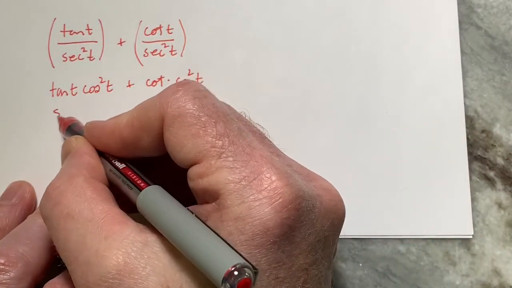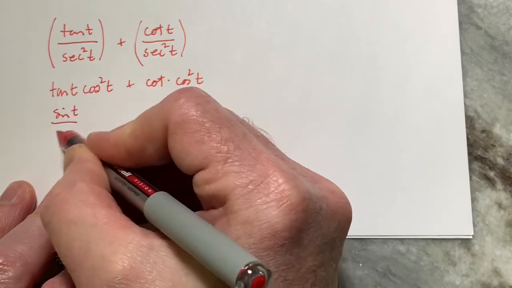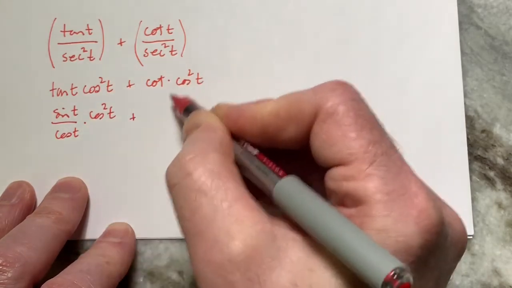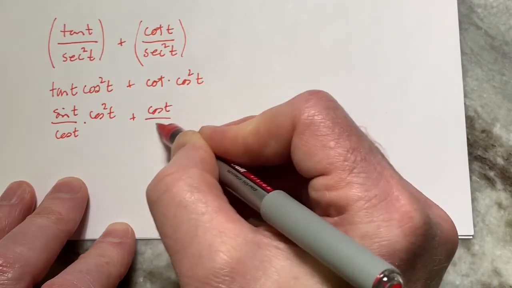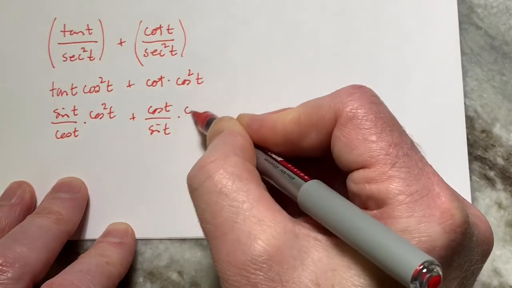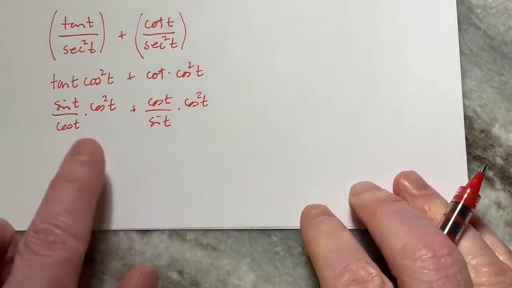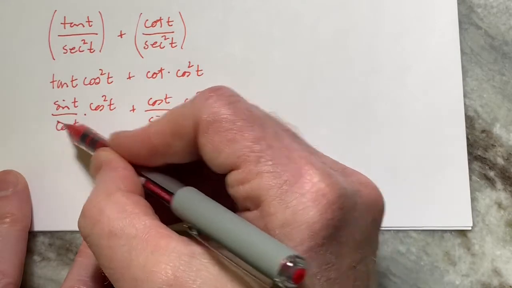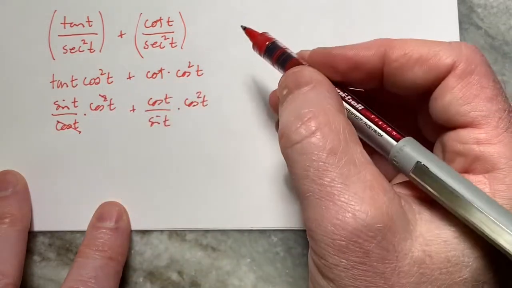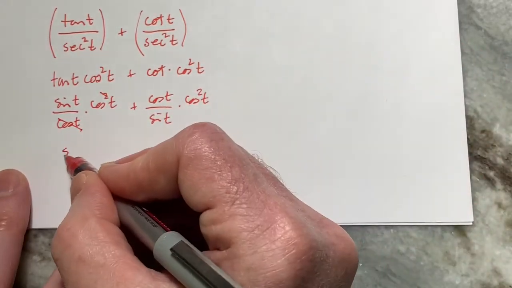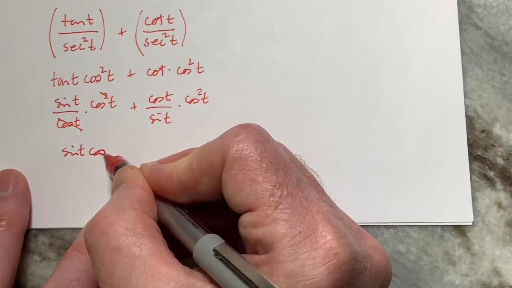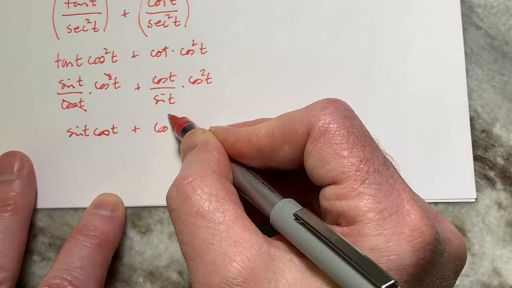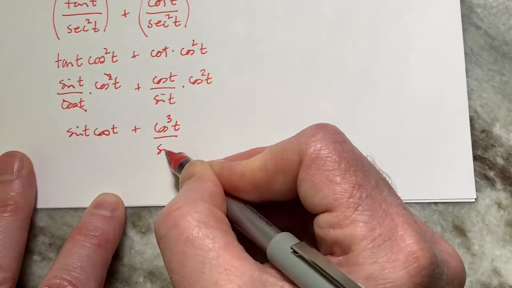So check it out. I'm going to change that to sine over cosine. I'm going to leave that how it is. And I'm going to change that to cosine over sine and leave that where it is. And look what I have here. If I cancel stuff right here, if I cancel a cosine out, and here I can't cancel anything out, I get sine of t cosine t plus cosine cubed t over sine of t.